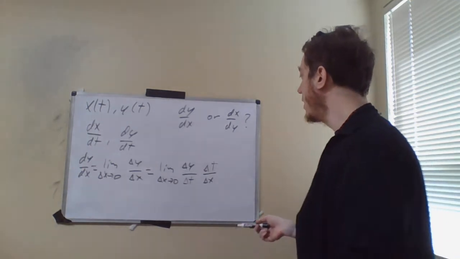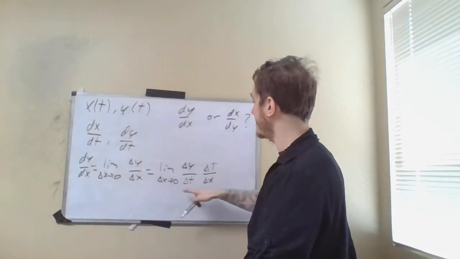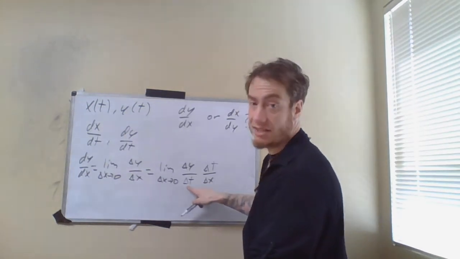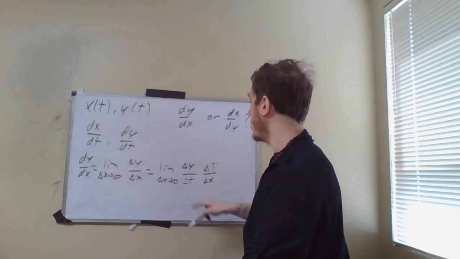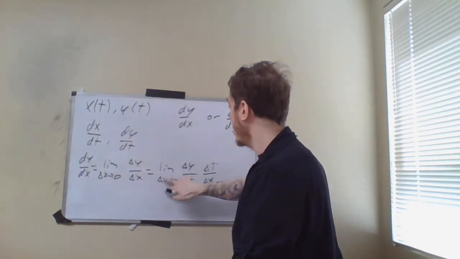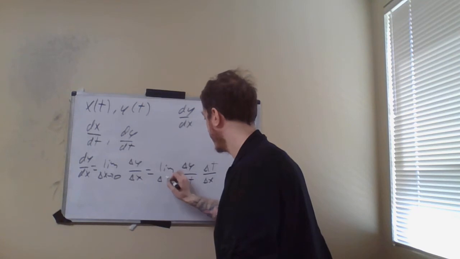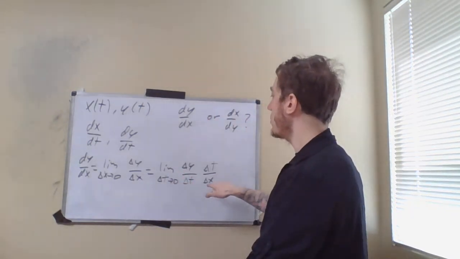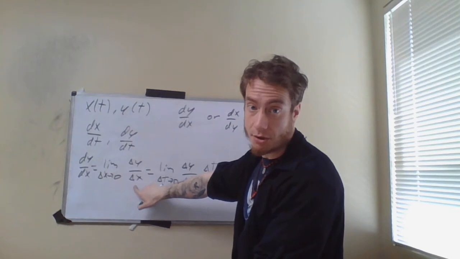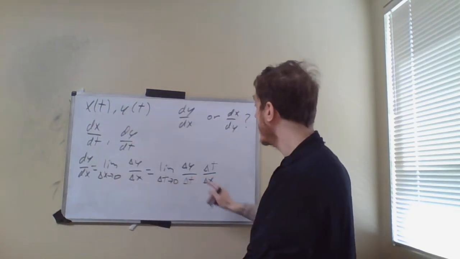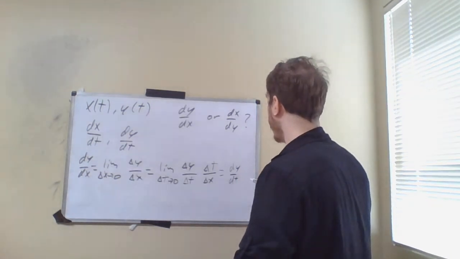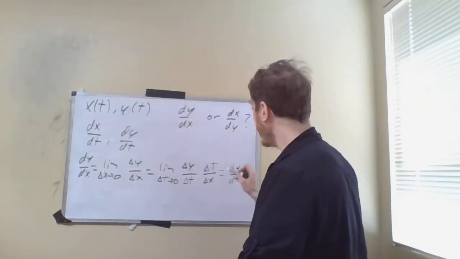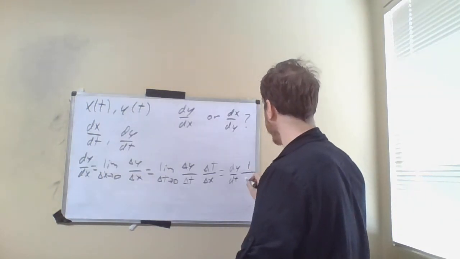But what happens in the limit as delta x goes to 0? Well, delta t is also going to be going to 0, really. And so what we can do is replace this with delta t goes to 0, because delta t going to 0 would make delta x go to 0 as well. And that's what we really want. But now, this is actually just dy by dt times dt over dx. However, dt over dx is actually going to be 1 over dx over dt.